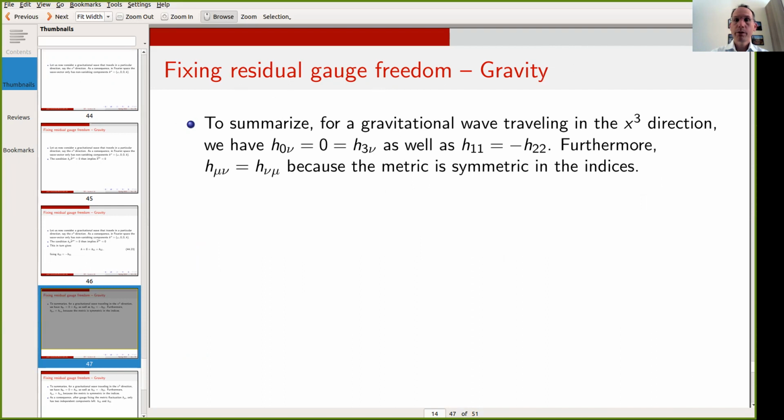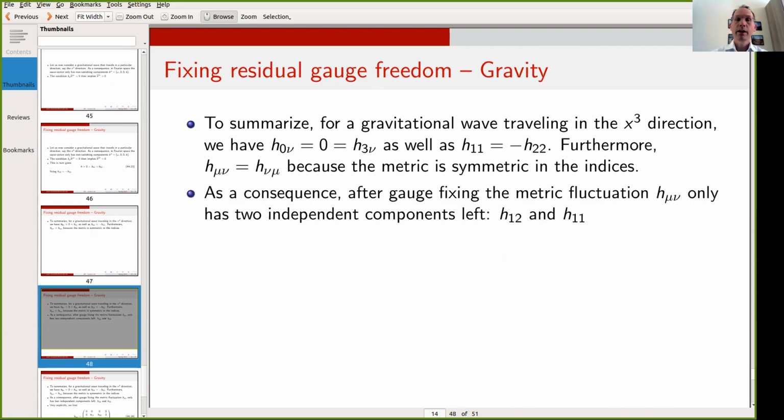If we still remember that we are dealing with a metric field fluctuation, the metric itself is symmetric in indices. That means that also the field fluctuation is symmetric in indices. And then we find that this condition just, for instance, means that H12 needs to be equal to H21. So that fixes another one of these components. So after all this gauge fixing, we find that there are only two independent components of the metric field fluctuation, which you can take to be H11 and H12.